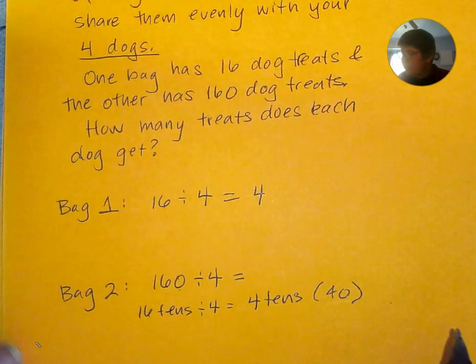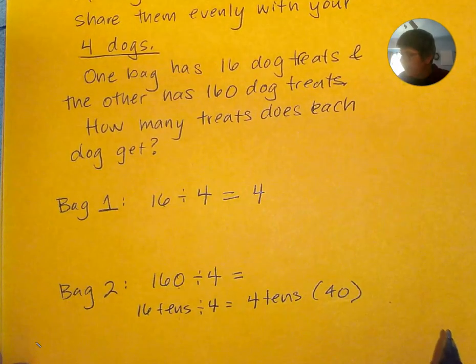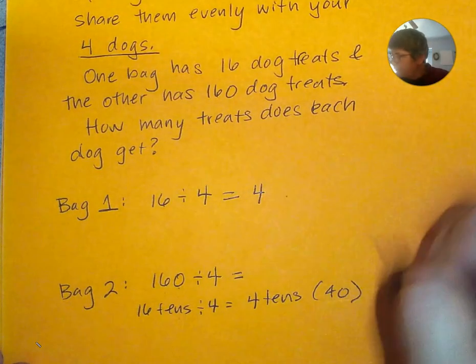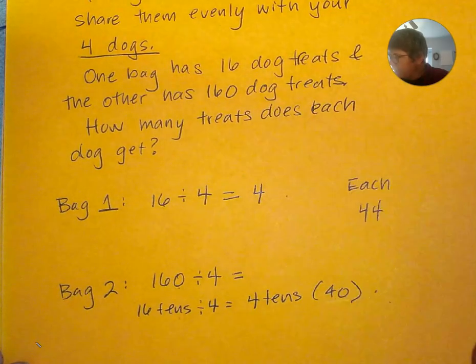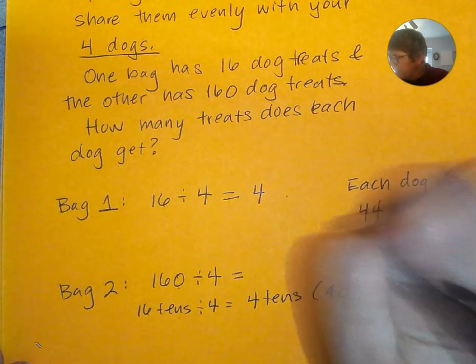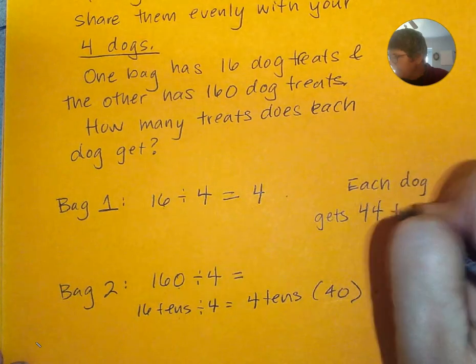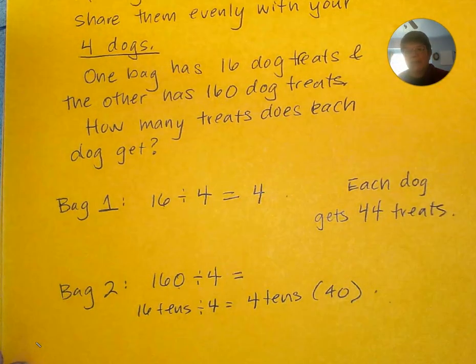So how many treats does each dog get? They're going to get 4 from here and 40 from here. So word problems have word answers. Each dog gets 44 treats. Yes? All right. Happy dogs.